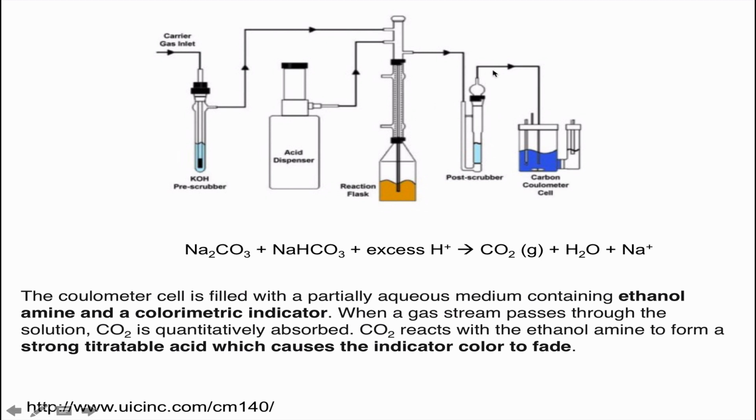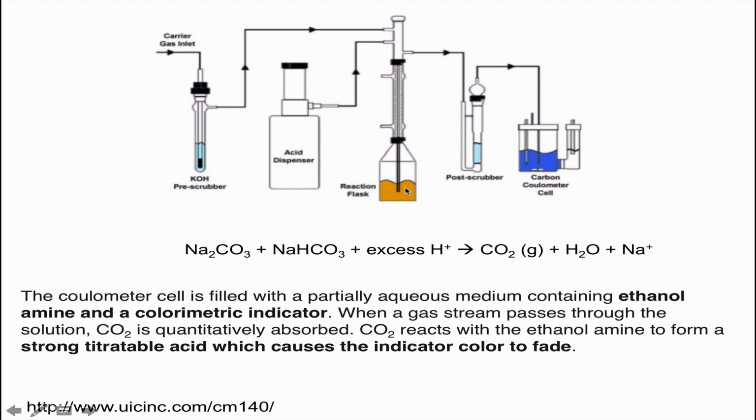In the CO2 coulometer, I don't think there's a secondary scrubber, so it then goes directly into the carbon coulometer cell. Now, this cell is very special. It is filled with ethanolamine. The coulometer cell is filled with a partially aqueous medium containing ethanolamine and a colorimetric indicator. Ethanolamine reacts quickly. Ethanolamine is a base. It reacts quickly with CO2 to form an acid species. When the gas stream passes through the solution, CO2 is quantitatively absorbed. CO2 reacts with ethanolamine to form a strong, titratable acid.